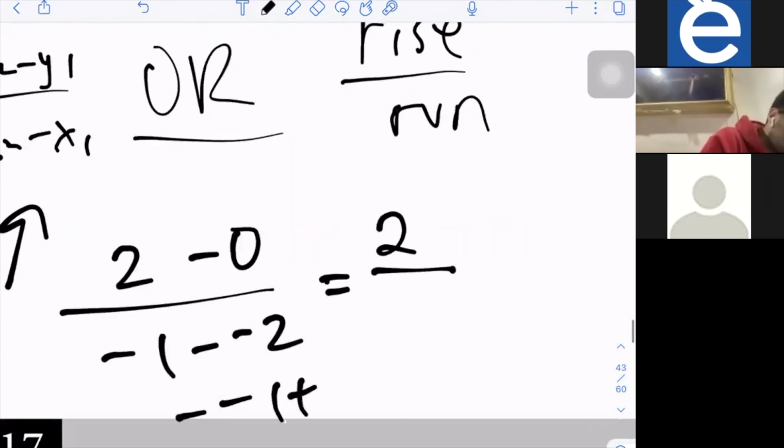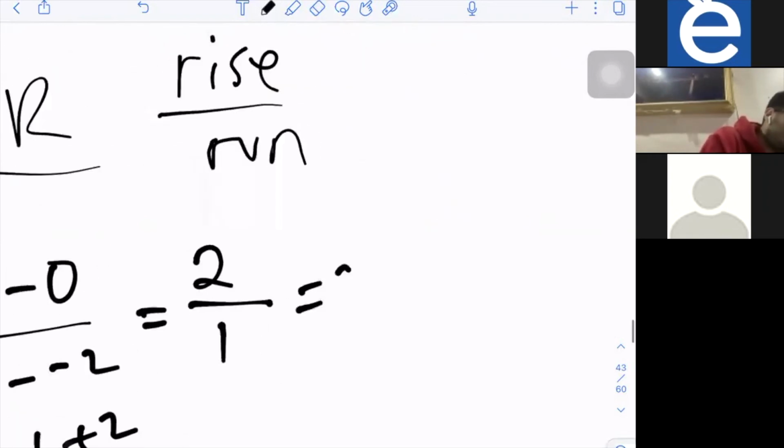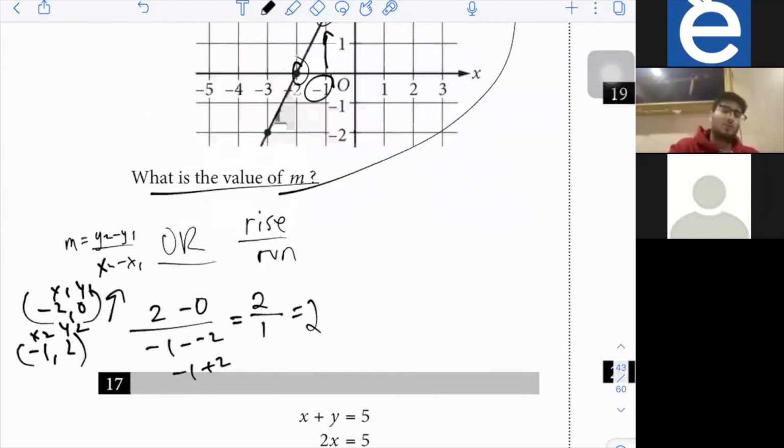It becomes negative 1 plus 2. Oops. Negative 1 plus 2, which becomes 1, so the slope is 2. So that is one way to get the answer with the slope of 2.